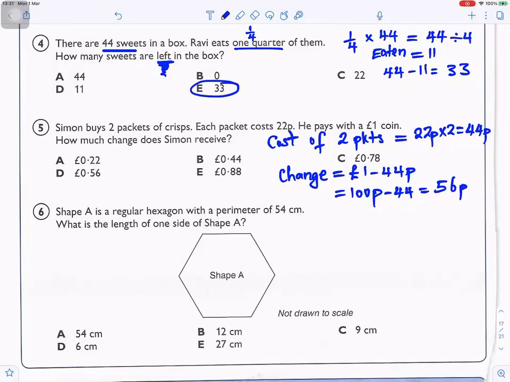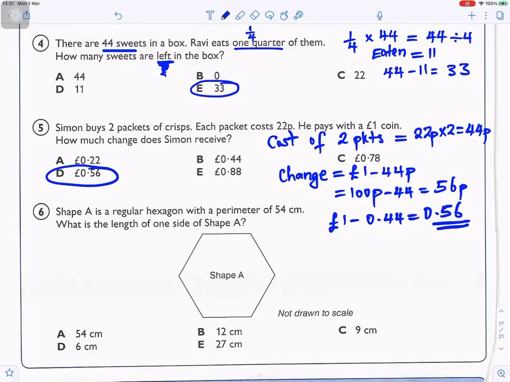Or if you do £1 minus 0.44, £1 minus 0.44, you will get 0.56. So your answer is 0.56.